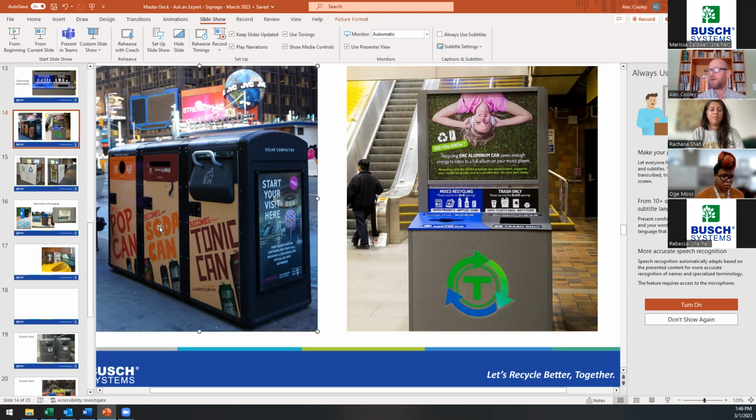Similarly over here, where these bins are talking about your soda can becomes a tonic can, and great messaging that can help motivate people, but it's right here. Does it distract from the fact that you want people to put paper into here, cans and bottles here? Can you even see that verbiage in relation to the much more dominant message? So that's, again, an example I don't think works.